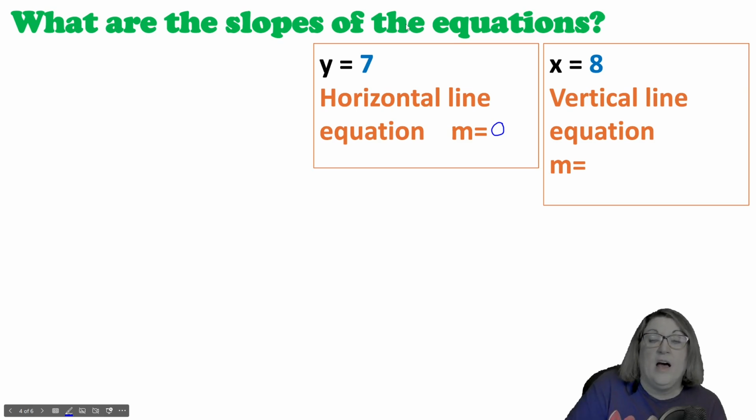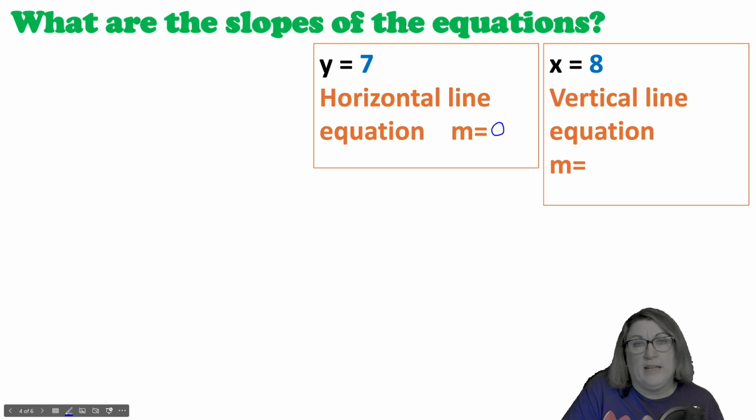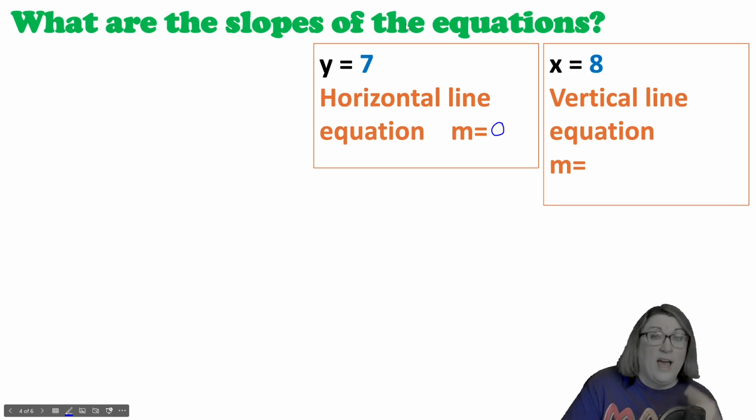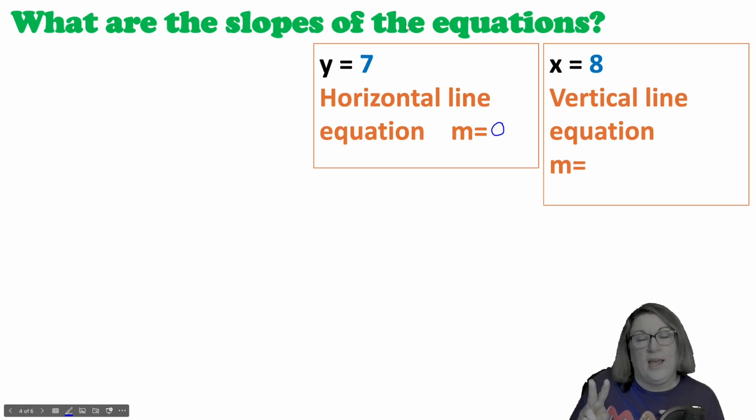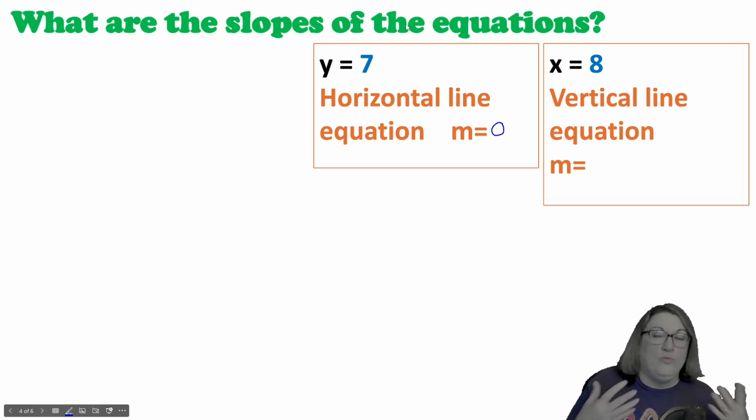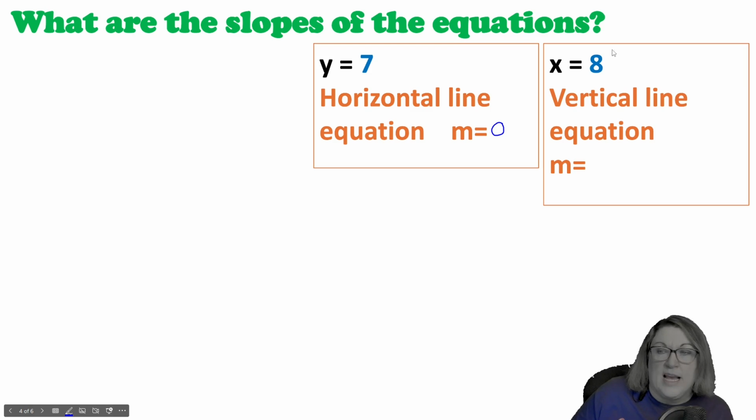Now, one of the things about linear equations is most of the time you will have both the x and the y in that equation. So when you're looking at a linear equation and you don't see one of those variables, you know it has to be either horizontal or vertical. Okay, so look for the two variables x and y in your linear equation. If they're there, you know it's not horizontal or vertical. But if one of them is missing, it's either horizontal or vertical, right? And so x equals a number like 8 will be a vertical line, and we have to remember that vertical line equations have a slope that is undefined.